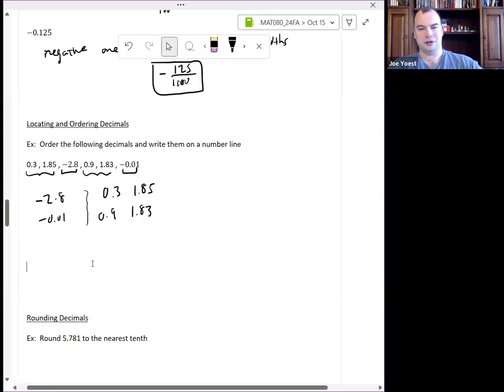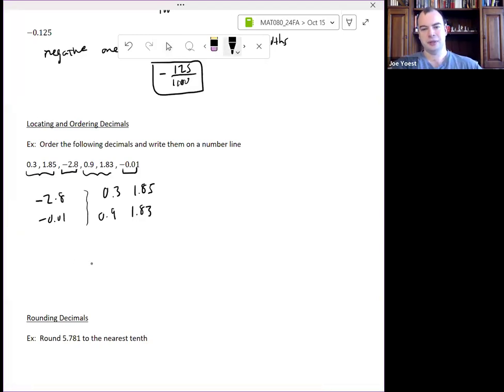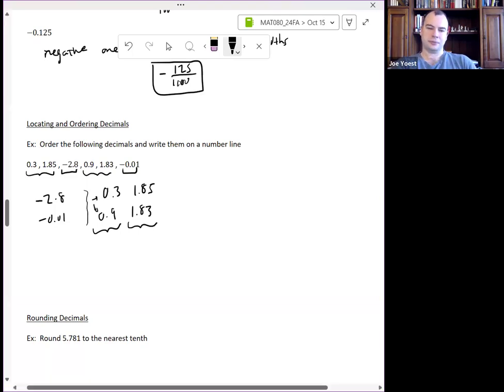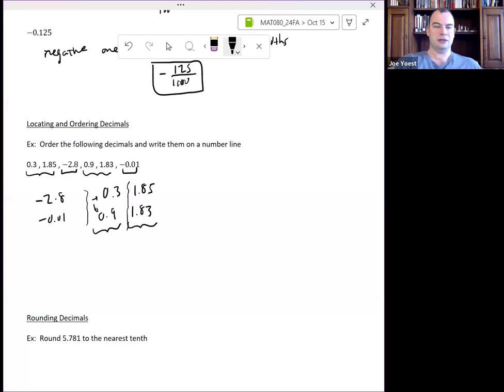Now let's order these positive numbers. Well, I noticed that these two have one whole and these two have zero wholes, right? So I actually know that the way I have them here looks good. The more wholes is always going to be bigger than the fewer wholes, right? I'm saying hole, W-H-O-L-E, like a whole pizza versus no whole pizza versus two whole pizzas. The more wholes that I have, the bigger the number is going to be.